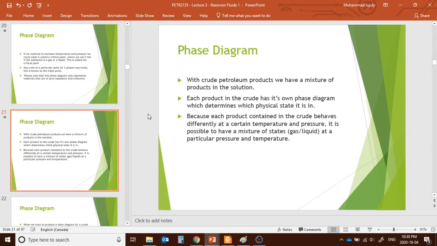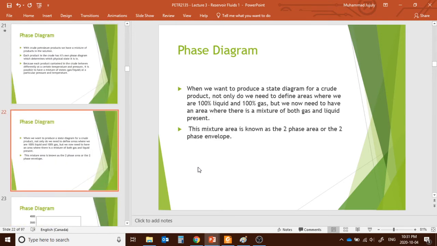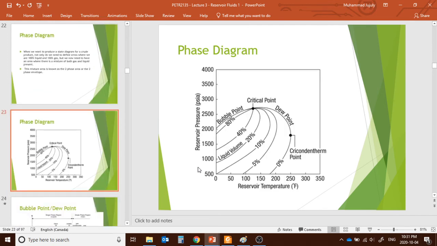So because each of the products contained in the crude oil behaves differently at certain temperature and pressure, it's possible we will have a mixture of states, okay, at a particular pressure and temperature. So please go through these slides. Like here is an example. Okay, what the phase diagram of a mixture could be.